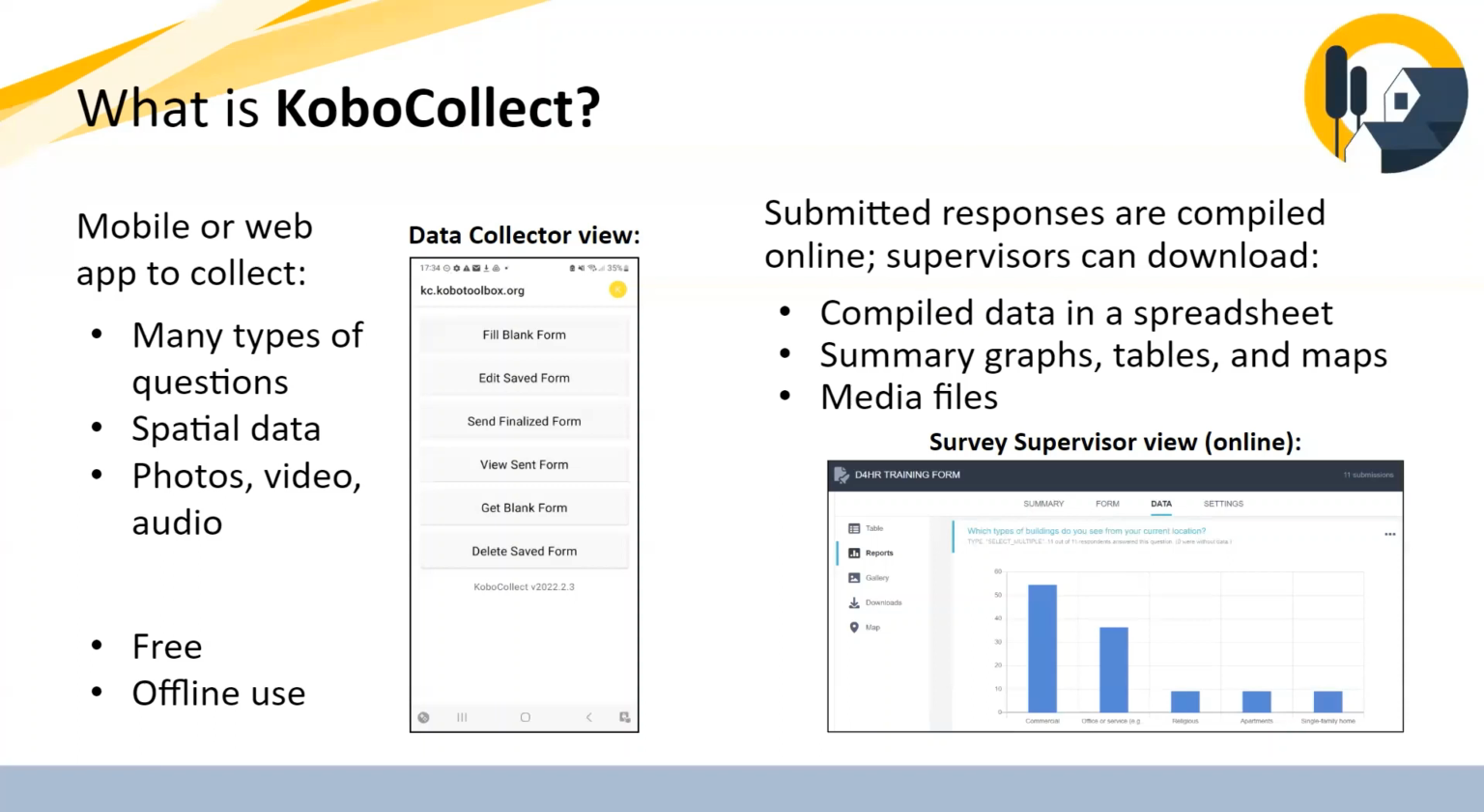The information on the left and the data collector view is all taking place on a mobile device. On the right, this is what supervisors will see on the back end when they log into the website for Kobo Collect. So they will get all of the submitted responses from all of the devices that are connected to the form or the questionnaire that's being executed in the field. And the supervisors will be able to download the compiled data as a spreadsheet, summary graphs, tables, maps, and media files.